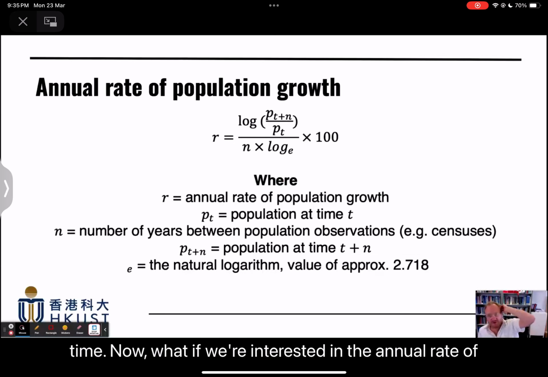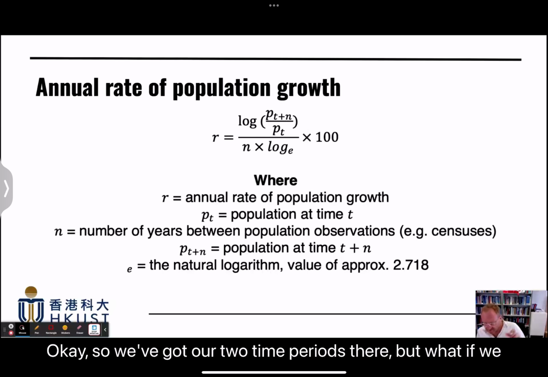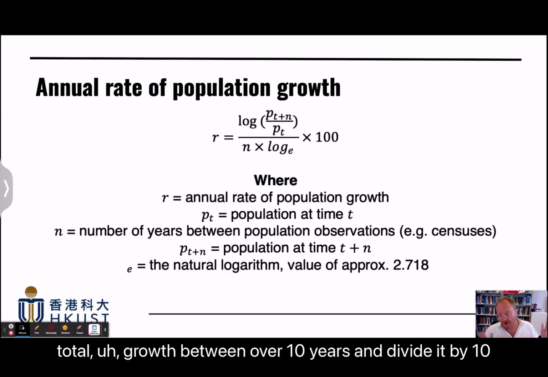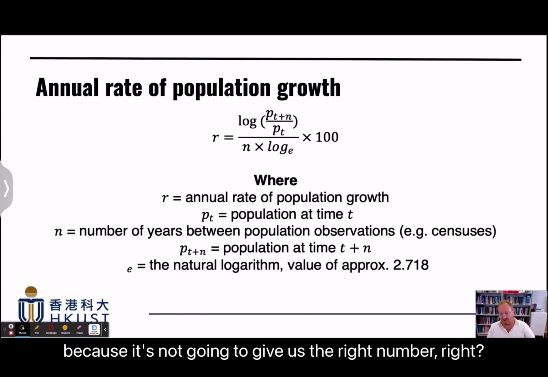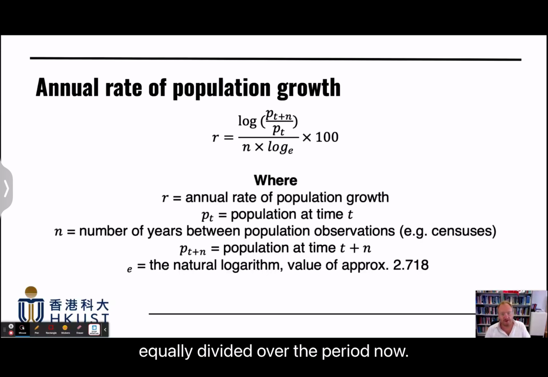Now, what if we're interested in the annual rate of population growth? Okay, so we've got our 2 time periods there, but what if we want to see the growth every year? Now, we can't just take the total growth over 10 years and divide it by 10, because it's not going to give us the right number, right? Because percentage growth is not going to be equally divided over the period.